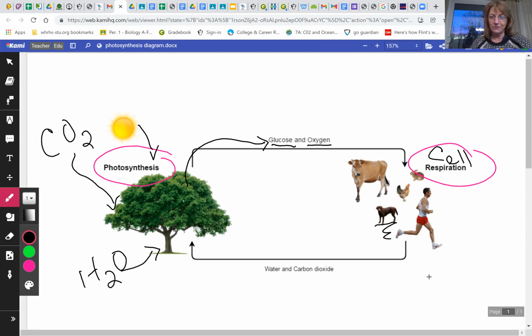This dog happens to look like my dog. I know a lot of you have seen him on Zoom. That would be Chip. This isn't actually a picture of Chip, but it looks just like him. That's why I picked this diagram.